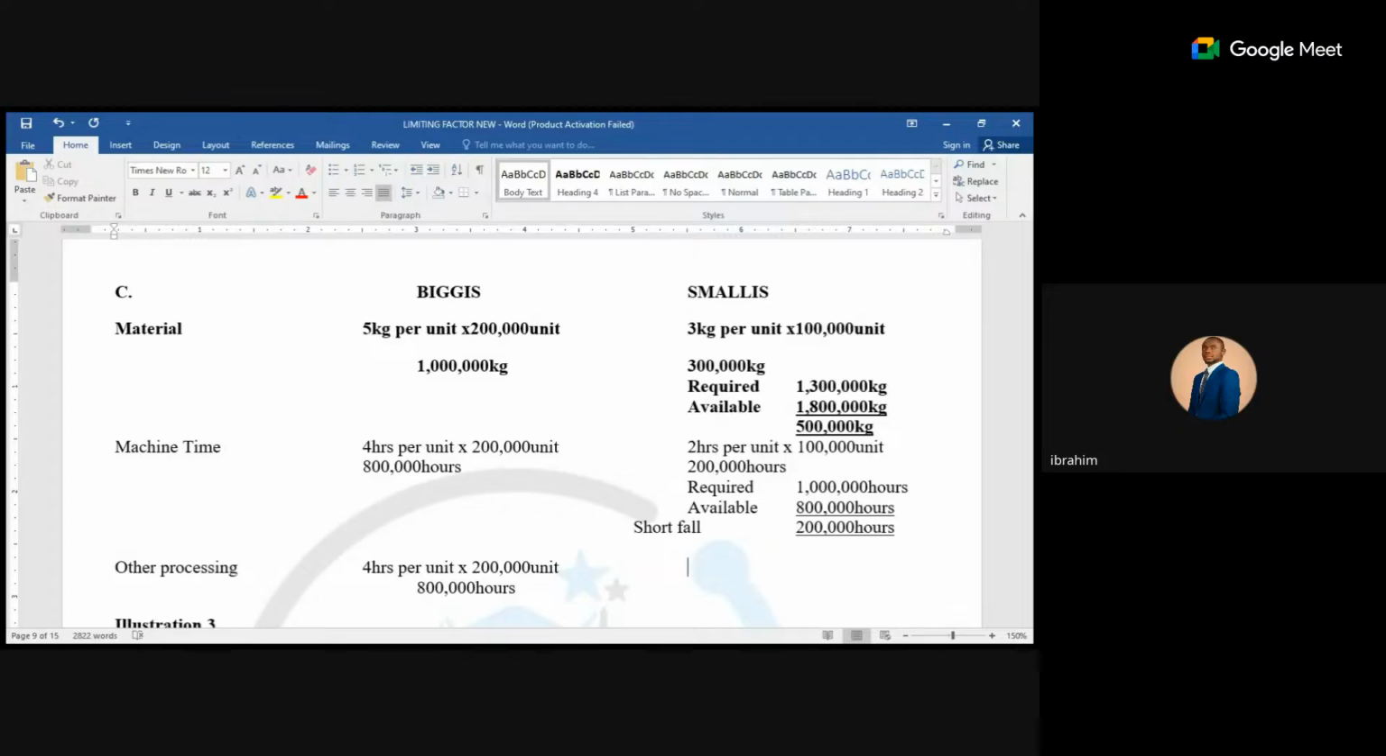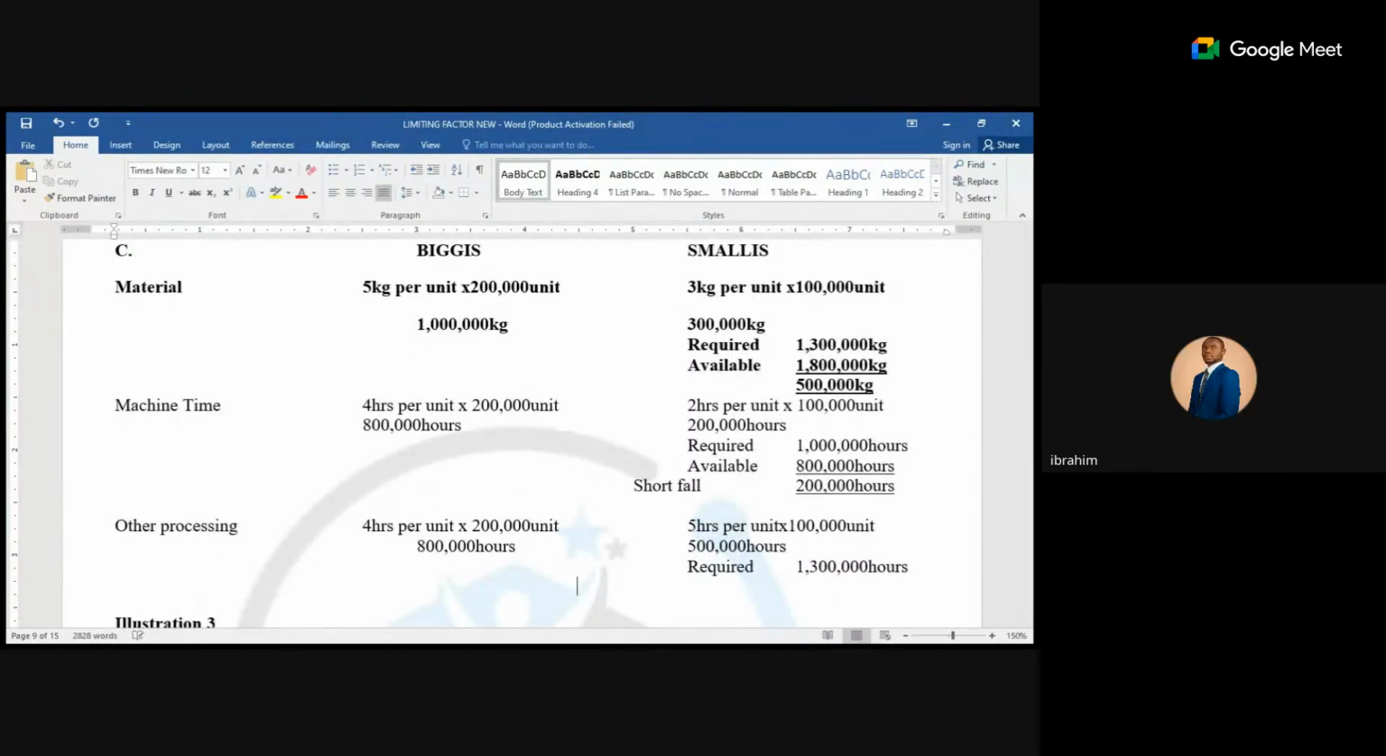So what do we have here? How many hours will it take them to use for this? 5 hours per unit times, so we have 500 hours. So required is what? 1.3 hours.